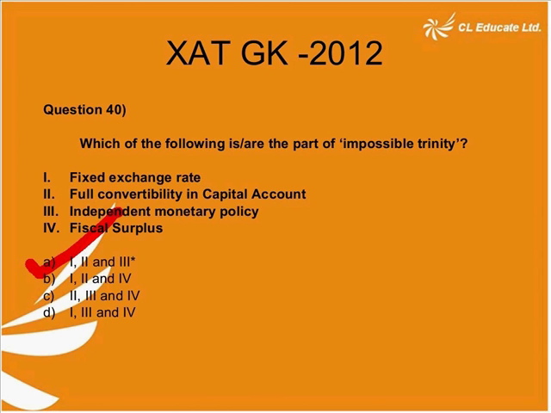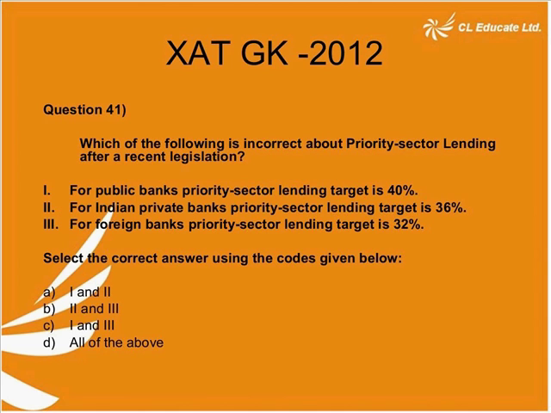Now recently something has happened. A recent legislation has changed the priority sector lending target. What is the correct answer regarding this? Recently a legislation was brought which has changed the priority sector lending issues. On this basis, mark the correct answer. The correct answer is B. Now my question asks about the incorrect statements about priority sector lending.